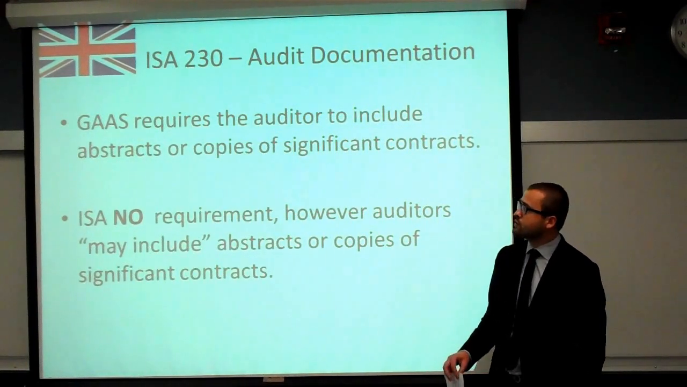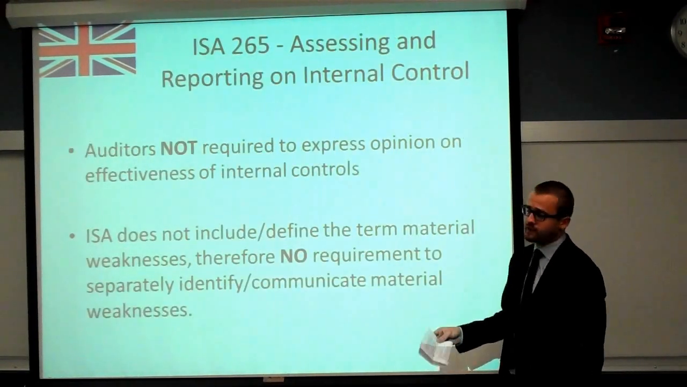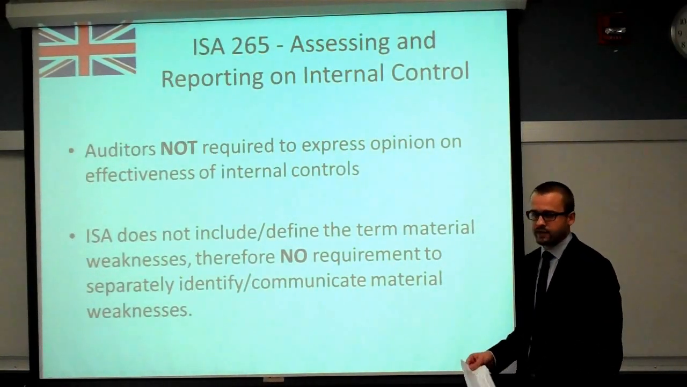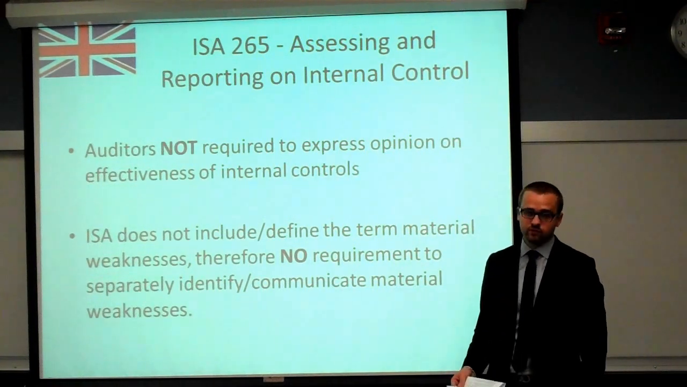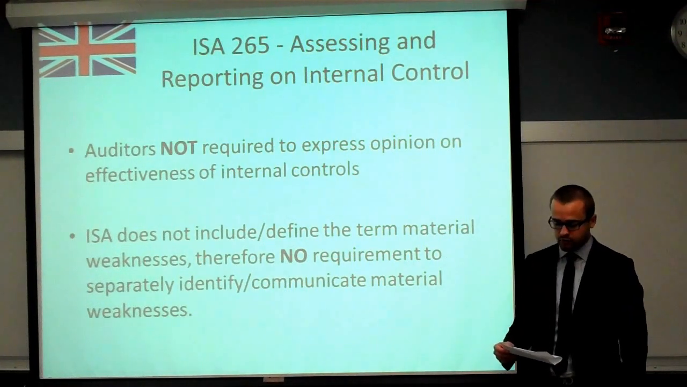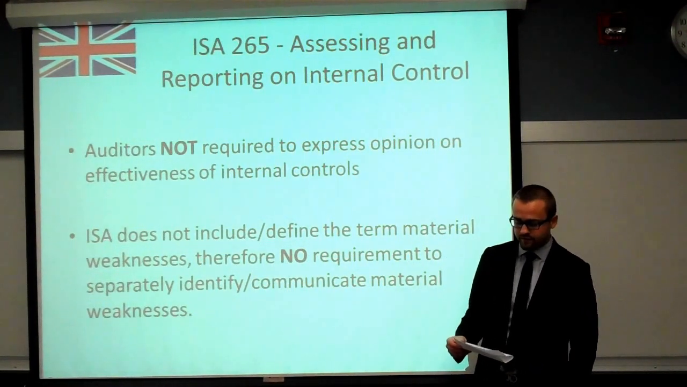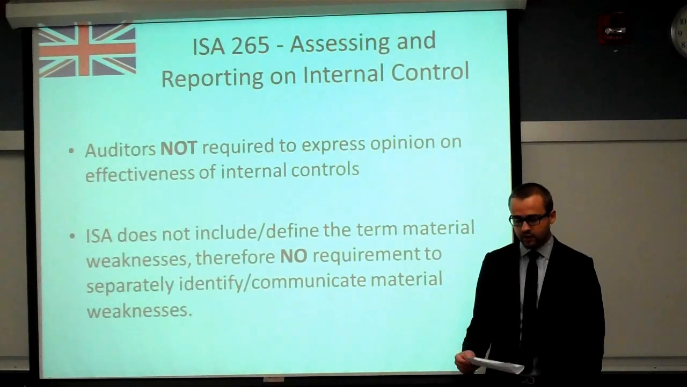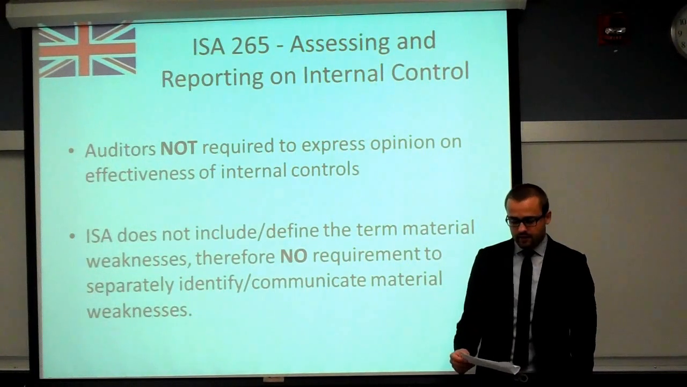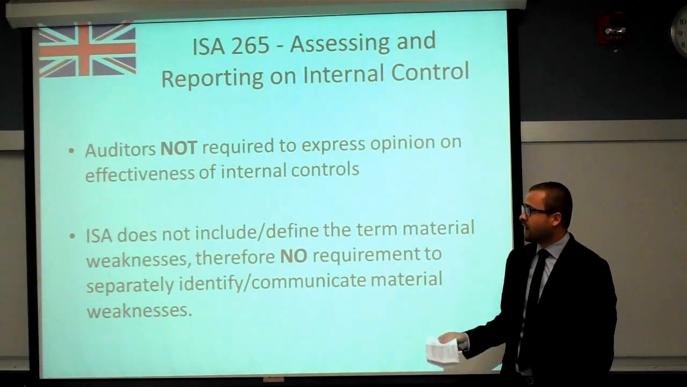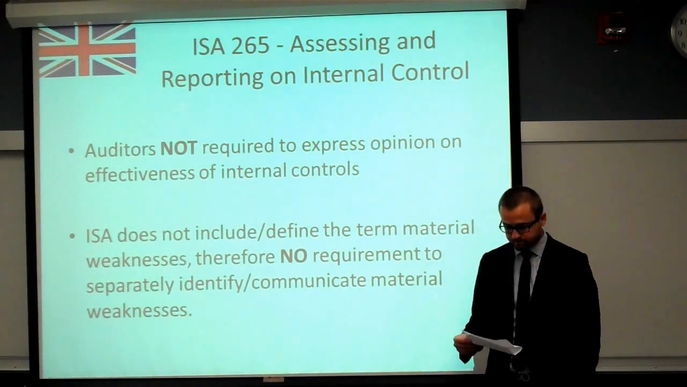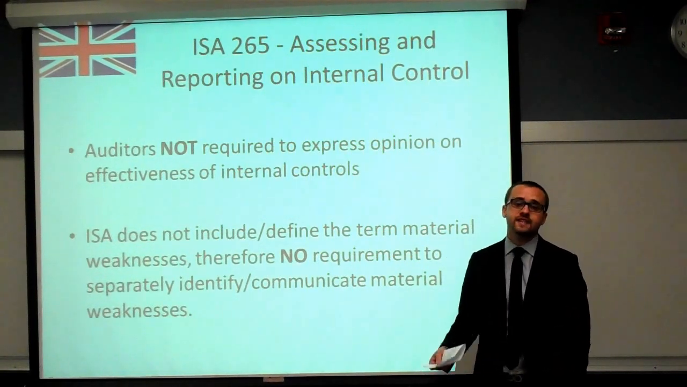And now we'll jump to ISA 265, which is assessment and reporting on internal controls, which also has some differences. ISA 265 deals with the auditor's responsibility to communicate appropriately to those charged with governance and management deficiencies in internal control that the auditor has identified in an audit of the financial statements. Now, the biggest difference is that auditors are not required to express an opinion on the effectiveness of internal control, and so they just need to have an understanding.